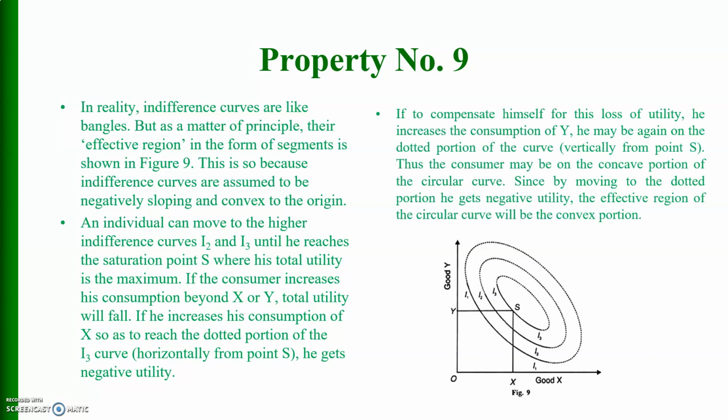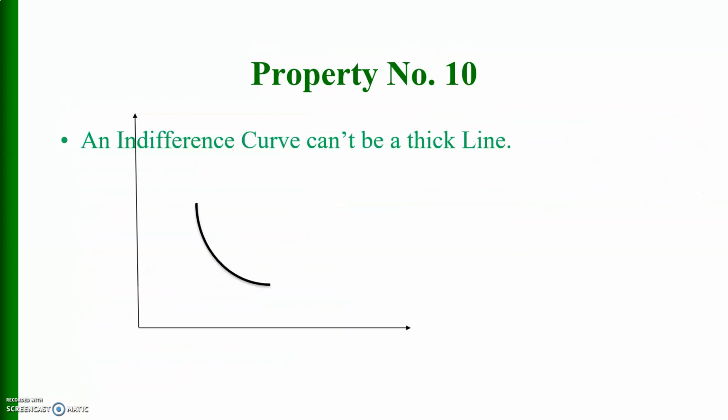Similarly, if to compensate himself for this loss of utility he increases the consumption of Y, he may again be on the dotted portion of the curve vertically from point S. Thus, the consumer may be on the concave portion of the circular curve. Since by moving to the dotted portion he gets negative utility, the effective region of the circular curve will be the convex portion. So, this is the relevant portion of the indifference curve, in which indifference curves are negatively sloped and convex to the origin.